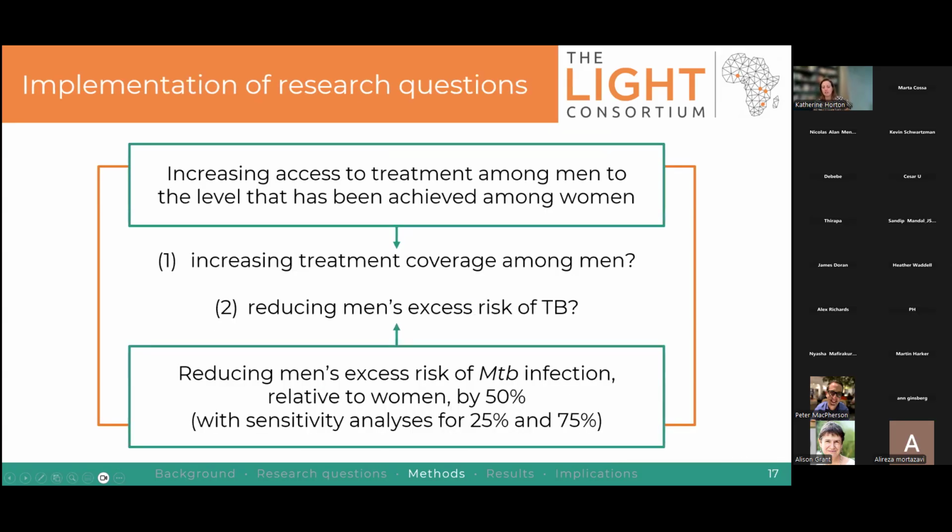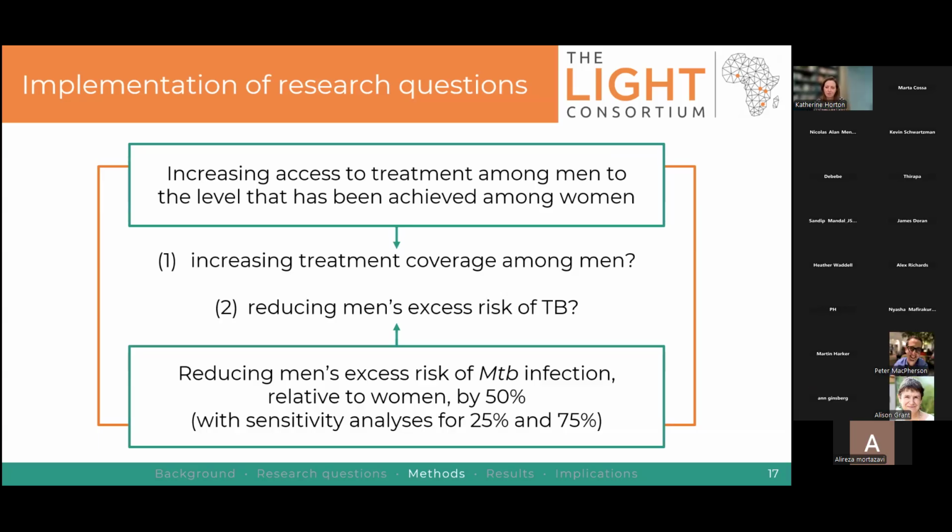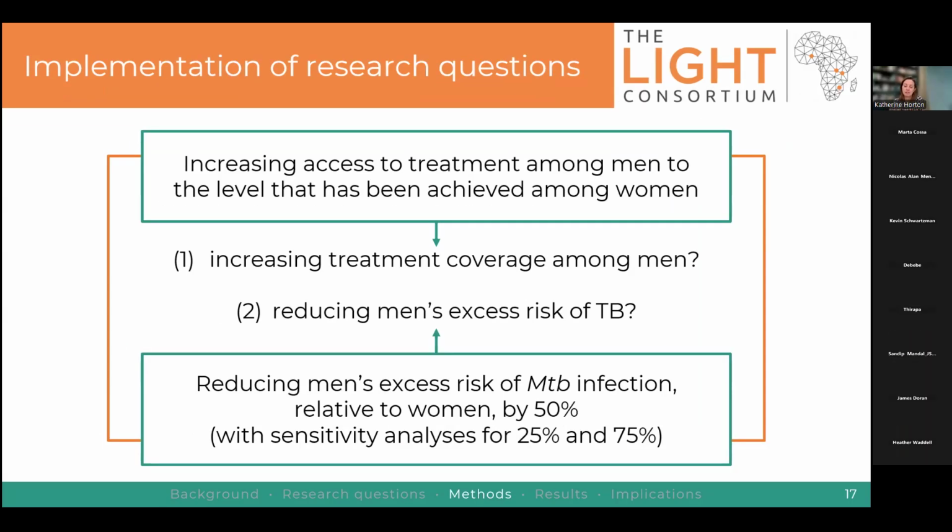So we then implemented strategies to answer our research questions. When we were looking at increasing treatment coverage, the specific approach that we took was to increase access to treatment among men to the level that's been achieved among women. We obviously could have chosen a number of different approaches here or levels, but we went with the approach that NTPs have achieved a certain level of treatment coverage among women, and that has been feasible. And so let's see if they were to reach that level of coverage among men, what impact that would have.